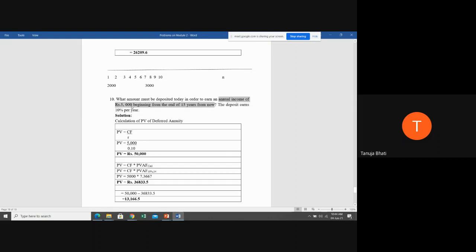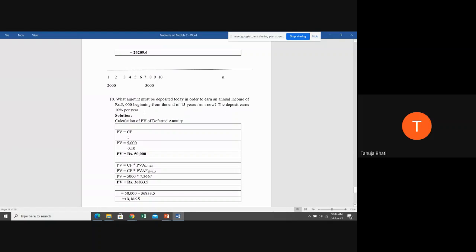Annual income of rupees 5,000 starting from the end of 15 years means the income should start flowing to that person from the end of 15 years. So for the first 14 years he does not want any income. He wants the income to start flowing from the end of 15 years, so that the deposit earns 10% per year.